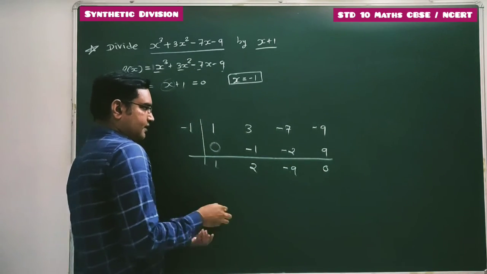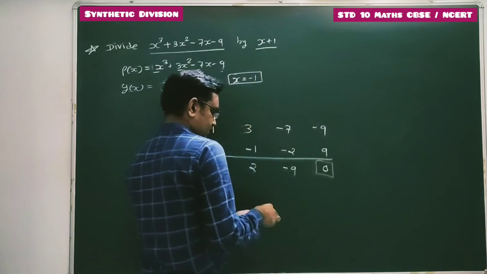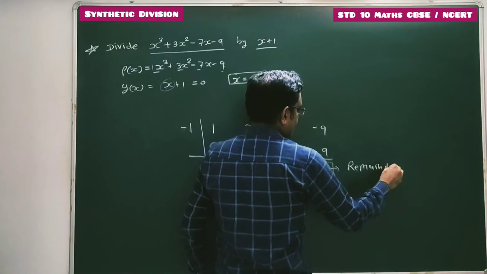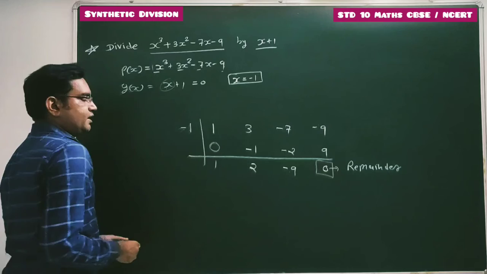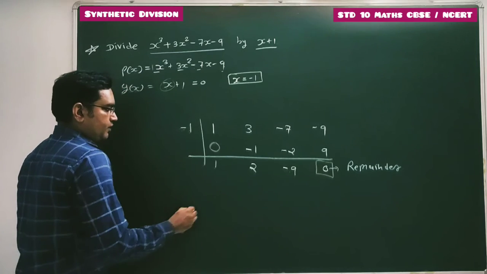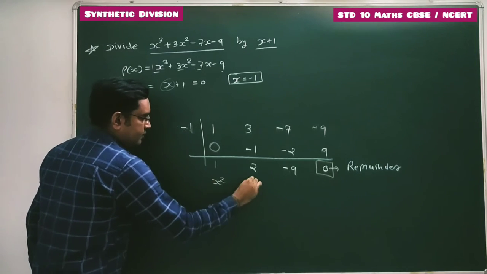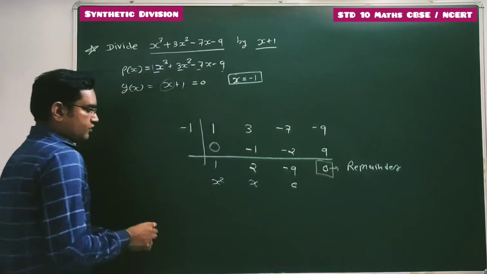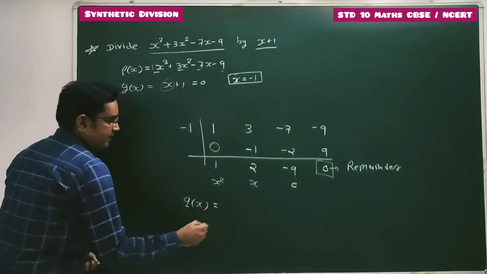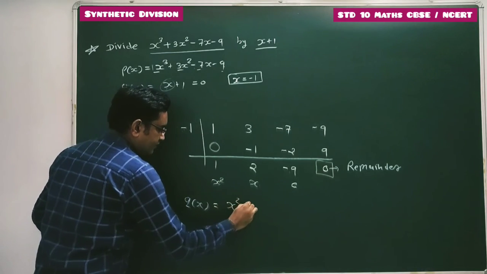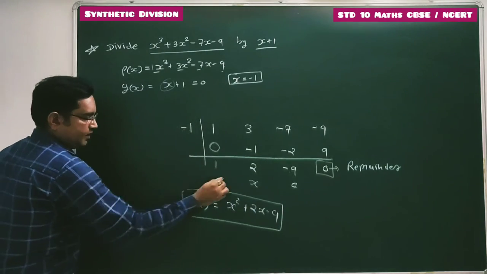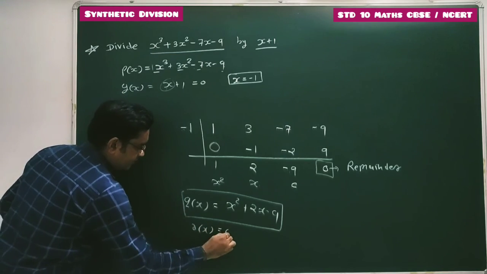The number at the last stage gives us the remainder. This is nothing but the remainder. And these numbers give us the coefficients of the quotient polynomial. This is the coefficient of x square, this is the coefficient of x, and this is the coefficient of the constant term. So our answer, the quotient q of x, is x square plus 2x minus 9. This is our quotient, and the remainder polynomial r of x is 0.